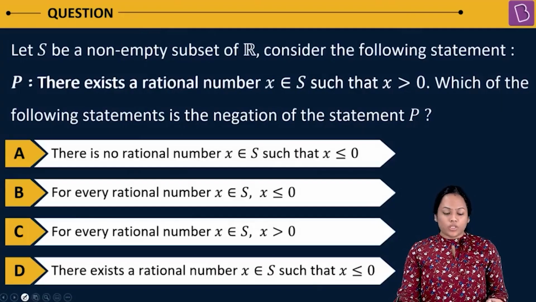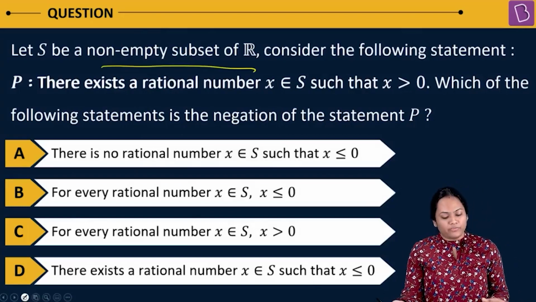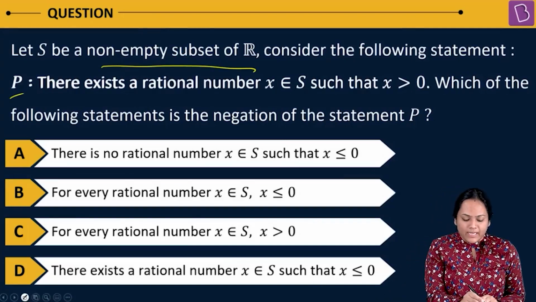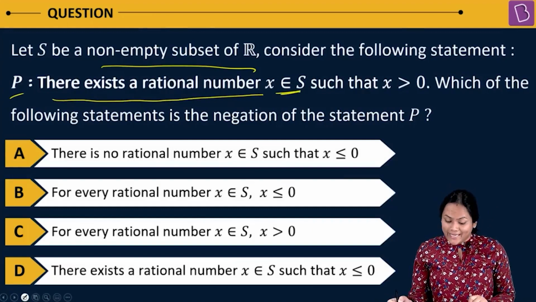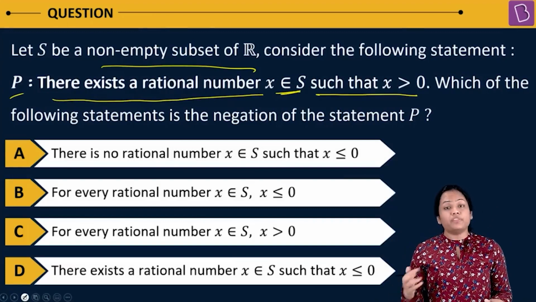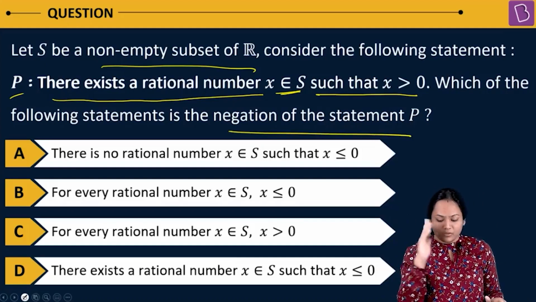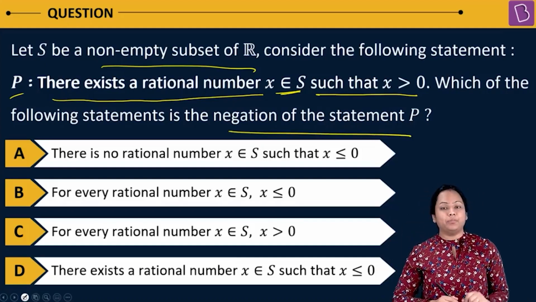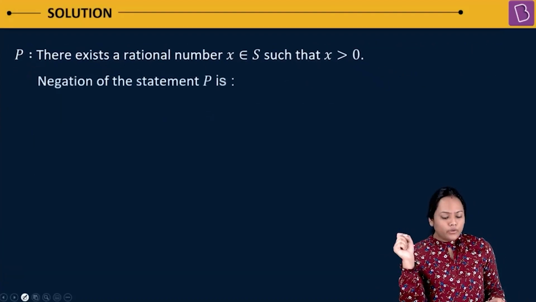Well, coming to the question, it's saying that S is a non-empty subset of R, that is the reals. And there is a statement P which says there exists a rational number x which belongs to this set S such that x is greater than 0. Which of the following statements will be the negation of statement P? Okay, so they have given us 4 options here. I have to find the negation of the statement P. Clear?